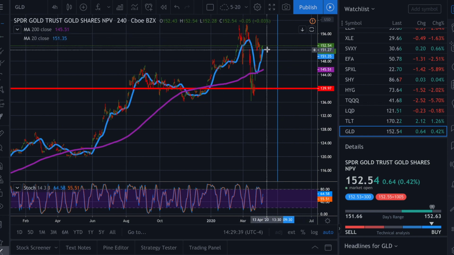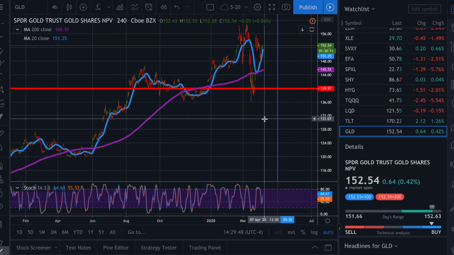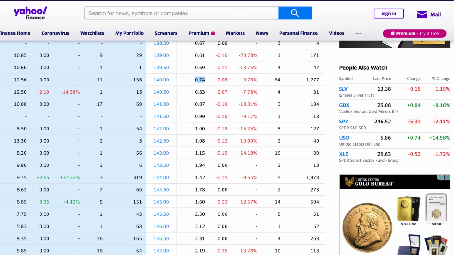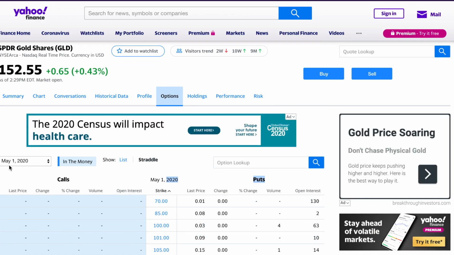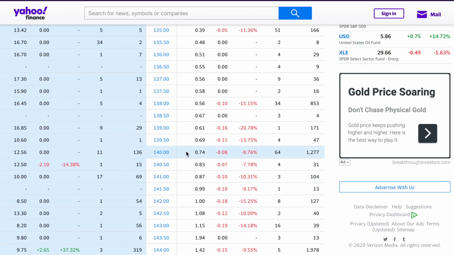So we think that we're going to start recovering. Safe assets are going to fall, and we want to profit from that. So we think that gold is going to go below 140 by May 1st. That options contract is right here: put expiring on May 1st for 140. And that's going to cost us $74, right? So this says 74 cents, but we have to remember to multiply that by 100 because we get to control 100 shares of the ETF. So when you actually go to buy this options contract, it's going to cost you $74, not 74 cents.